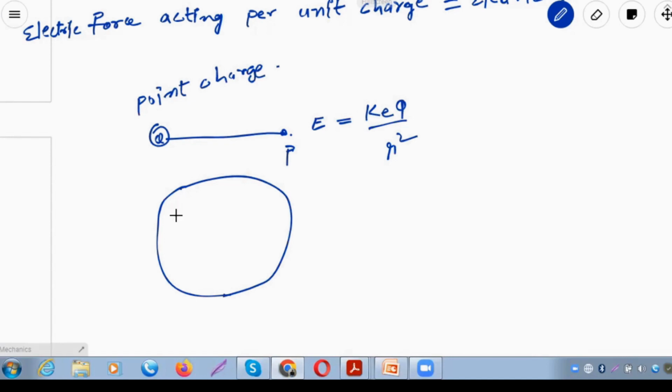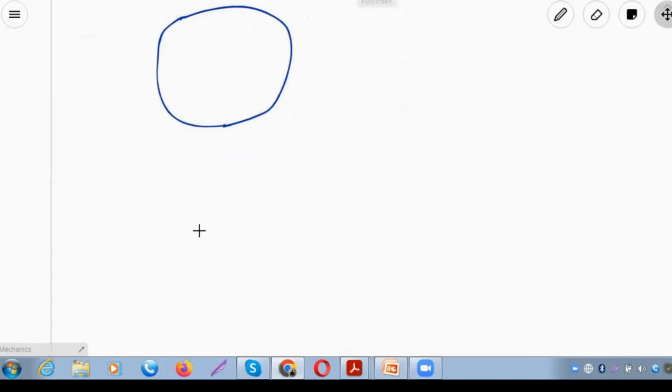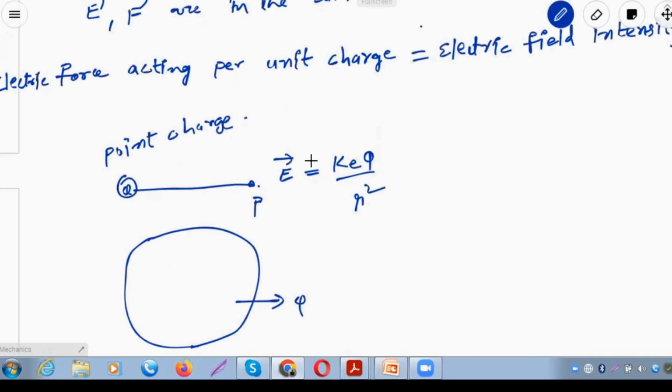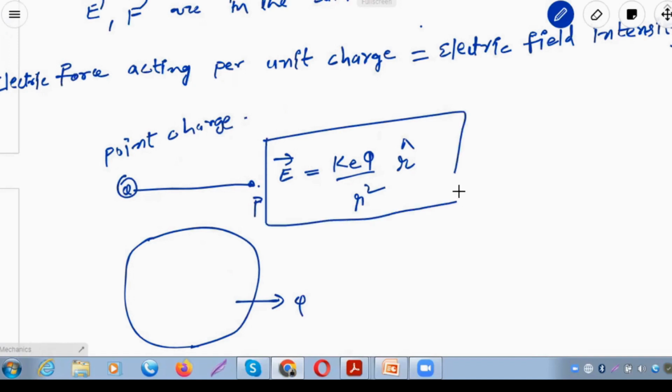Suppose I have a charge like this, where the charge is distributed uniformly, and I would like to know the electric field at this point. In this case, it is very difficult, right? Yes, sir. Because if I have the point charge, then I can easily do it with this formula: E bar is equal to K into Q by R square into R cap. R cap is the unit vector which represents the direction of E bar.